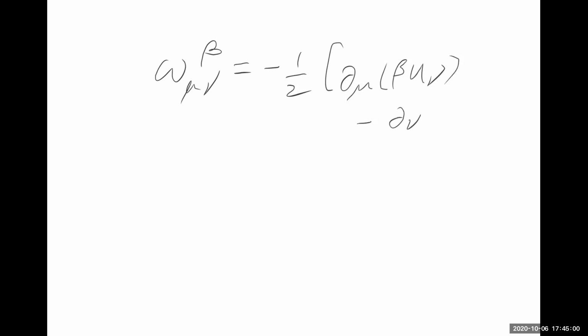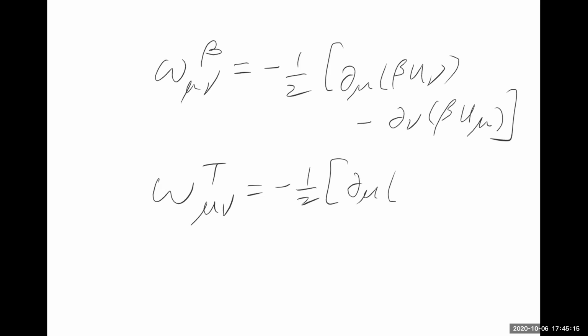Okay, just for everybody's sake, for people who are not familiar with this, the thermal vorticity that we're talking about is this: partial mu of beta u nu minus partial nu of beta u mu. So beta is like 1/T. Now, the T or temperature vorticity is basically the same, except now instead of 1/T, you use T. So it looks like all the difference is coming from how you weigh that temperature gradient, right?